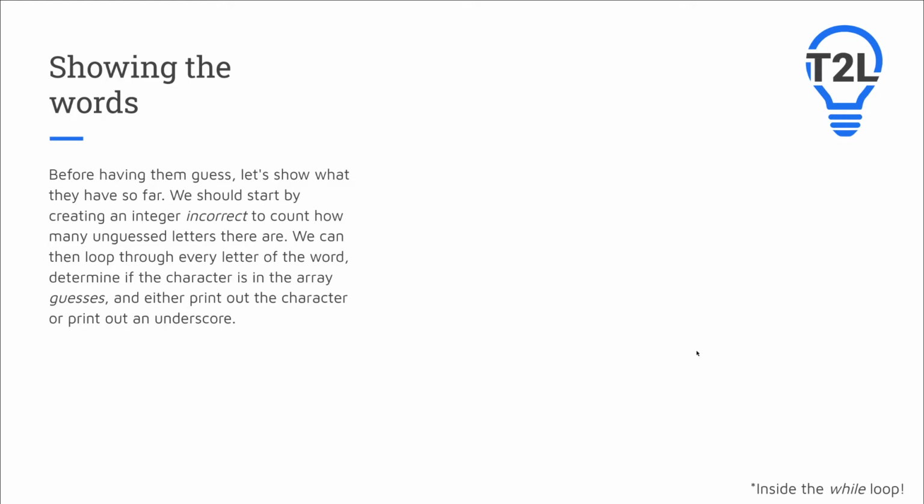So we need to just loop through every letter of the word, determine if the character is in the array guesses that we created before, and if it is, then we print out the character, but if it isn't, we want to print out an underscore. So if you remember back at the example we did earlier when we were playing the game, you just do underscores, so we're going to do that same thing here. In Python, you can use the in keyword, which just loops over an array. And in Java and JavaScript, you can use a for each loop.